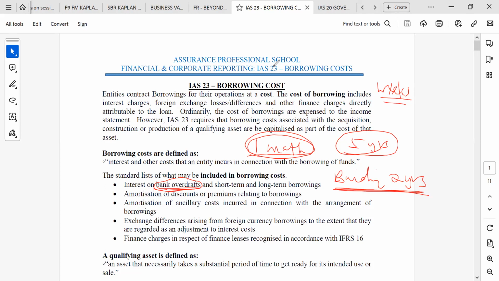Let's look at amortization of discount or premiums relating to borrowings. Okay, what do we mean? You see, we have issued a loan, or we have taken a loan. The value of the loan should be 20,000. Okay, the value of the loan should be 20,000.